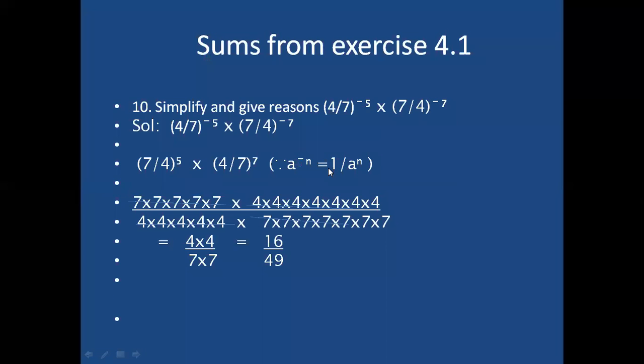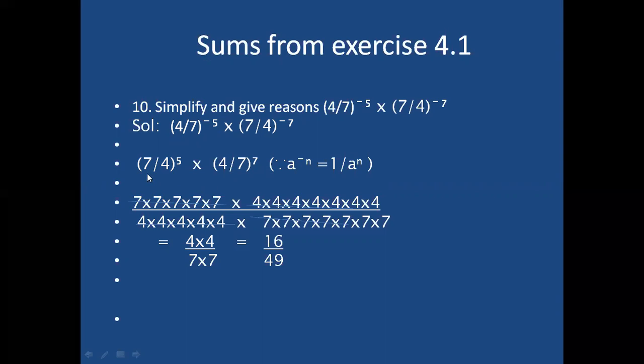So the leftover question from exercise 4.1: simplify and give reason. 4 by 7 to the power of minus 5 into 7 by 4 to the power of minus 7. You have to simplify this. You know that a power minus n is equal to 1 by a power n. So using the law of exponents, convert the negative power into a positive power and write the reciprocal of 4 by 7, that is 7 by 4 whole power 5. And this 7 by 4 reciprocal is 4 by 7, changing the negative power into a positive power.